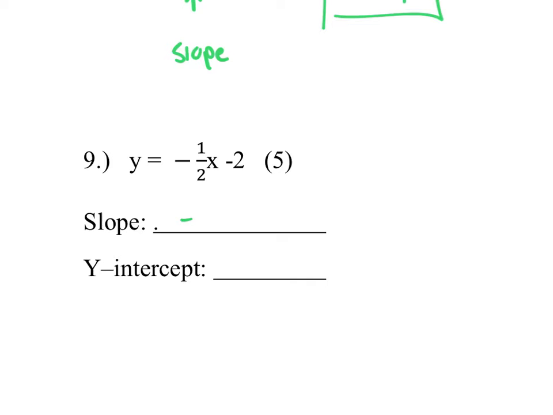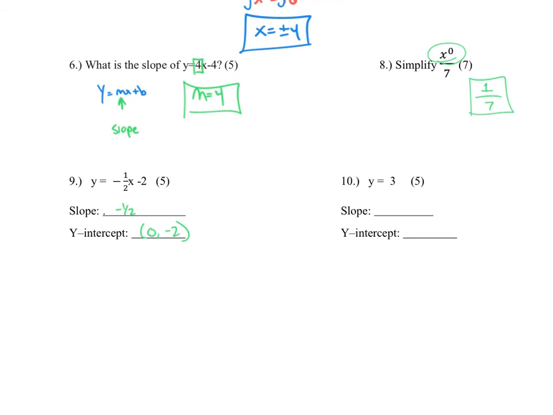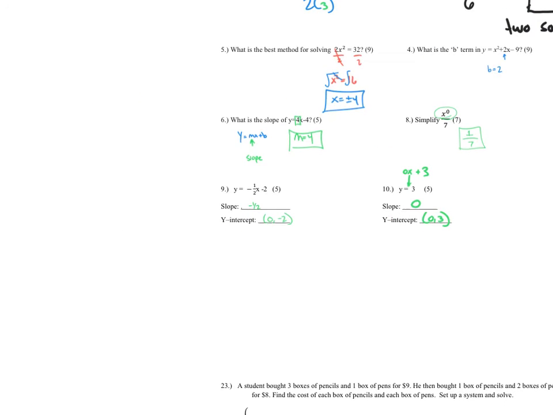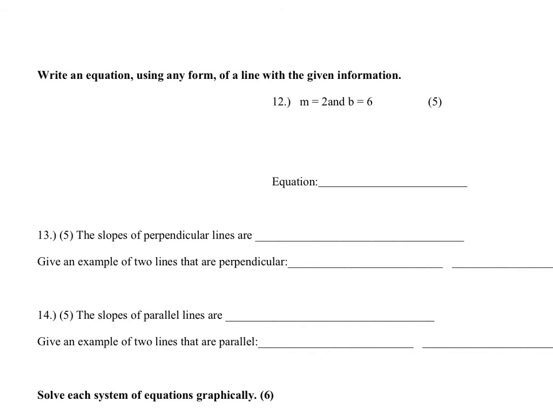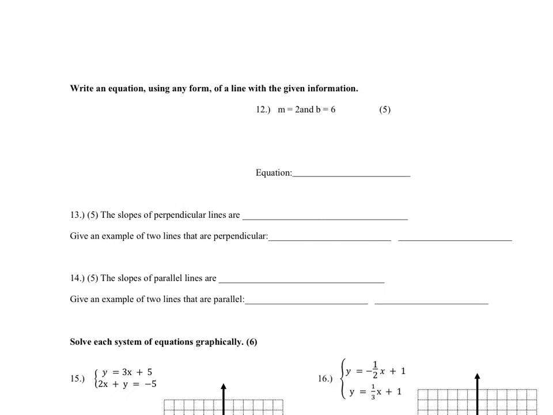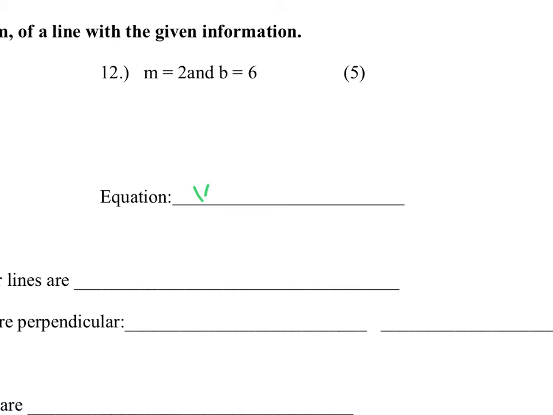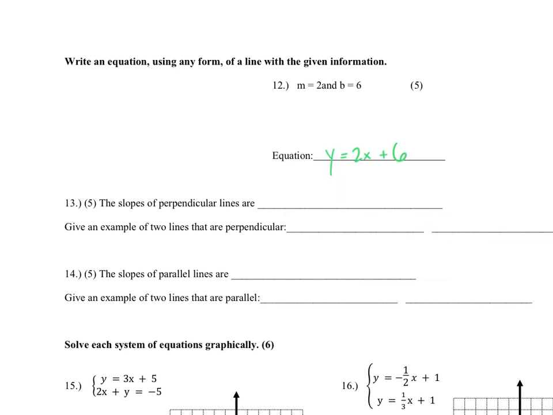This one, we'll identify the slope as the number that's with x. The y-intercept is always 0, comma, and then the number on the end. So this one has a slope of 0 because there is a 0x right there. And then it's a plus 3, so the y-intercept is 0, comma 3. Write an equation using any form of a line with the given information. So they've given us a slope, so I'm going to put y equals 2x. They gave me a y-intercept of 6, so it'll be right there.